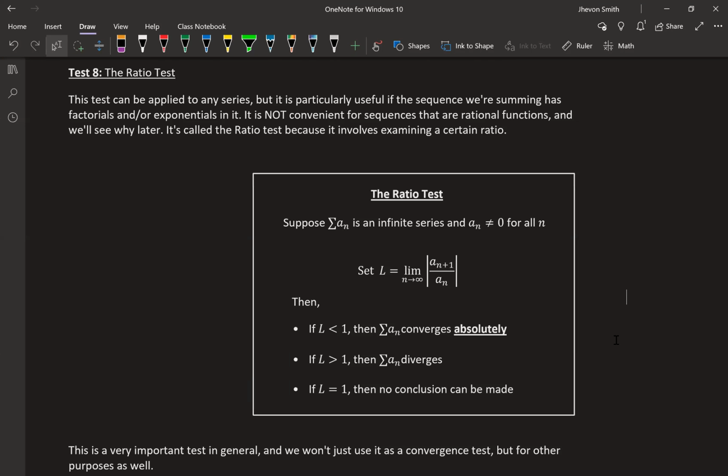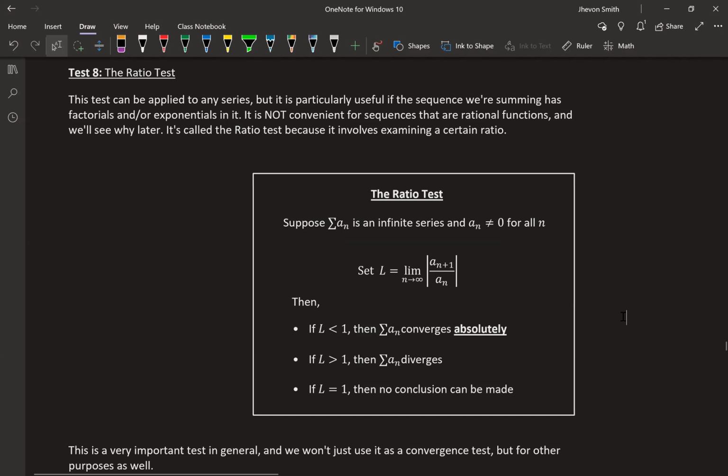Ratio test, in theory, can work on anything. However, it's particularly useful when you have factorials and exponentials around. It's not going to work for rational series, so don't even try it. You're wasting your time. Here's what the ratio test says. Basically, you're going to take a certain ratio, which is why it's called the ratio test. As long as the terms aren't 0, so technically not any series, you want a series where none of the terms go to 0.